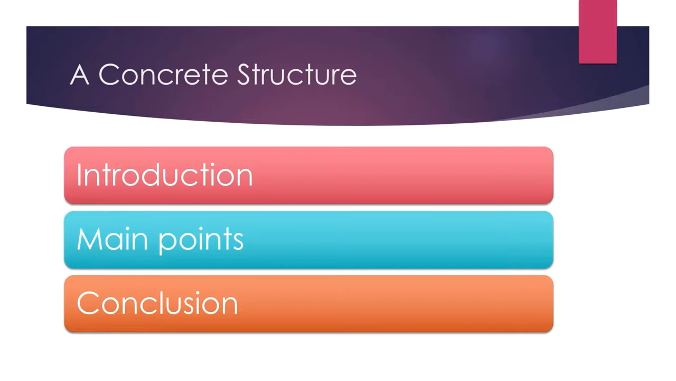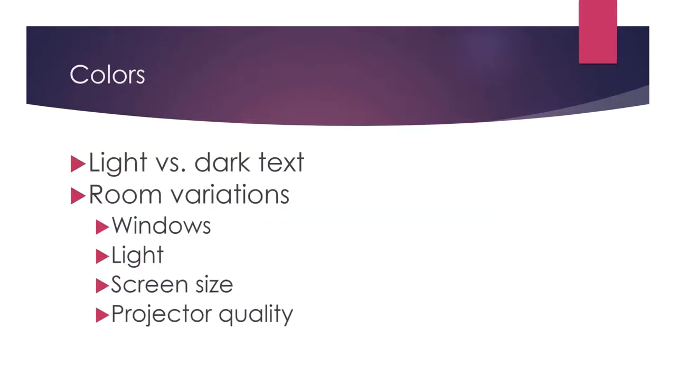Looking at preparing presentations and things that can distract your attendees. Well, sometimes you can't control those, but other times you can. Colors are a huge factor. Light versus dark text, room variations, where's the windows in the room? How light is the room? How dark is the room? How big a screen do I have? What's the quality of the projector?